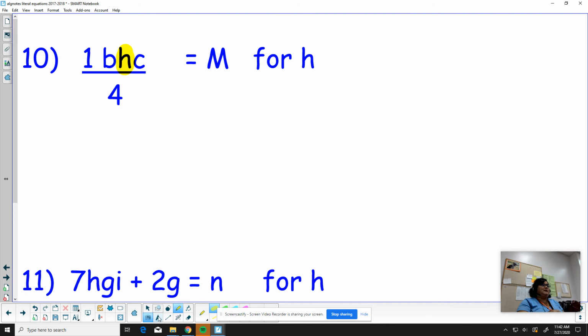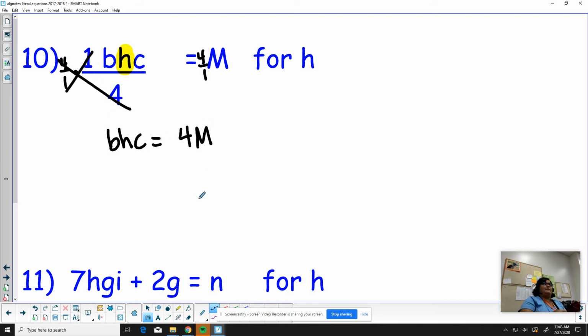So anytime I have a fraction, I'm going to start with the fraction. Just like in section 1.1 and 1.2, whenever you have a fraction in front of a variable, you multiply by the reciprocal. So I'm going to multiply by 4 over 1 on both sides. Those 4's are going to cancel, and I'm left with bhc equals 4 capital M.